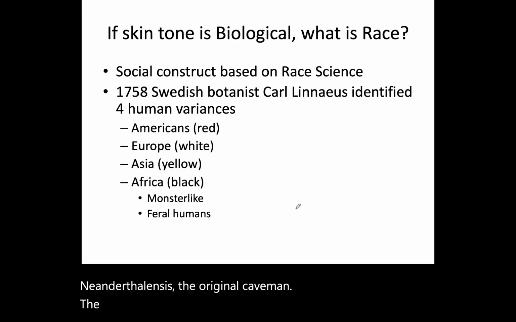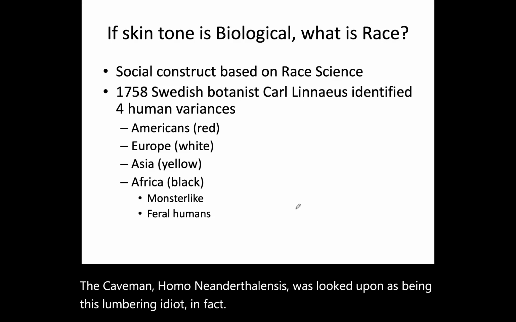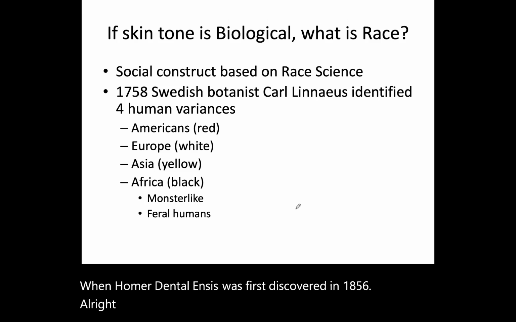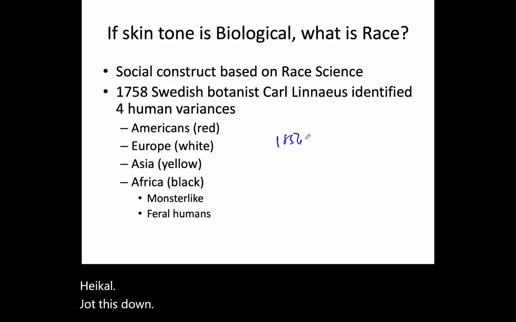Homo neanderthalensis was looked upon as being this lumbering idiot. In fact, when Homo neanderthalensis was first discovered in 1856, by a world-renowned biologist by the name of Ernest Haeckel, jot this down. The year is 1856. The biologist, the German biologist at that, is Ernest Haeckel.